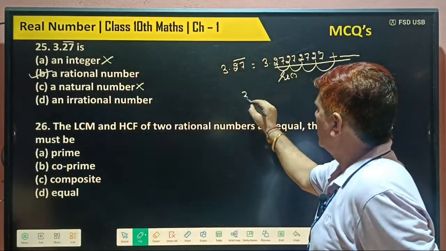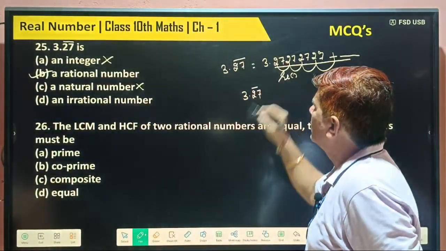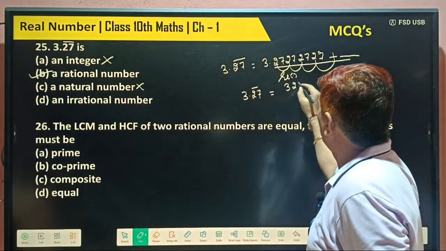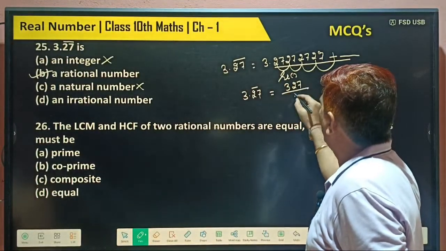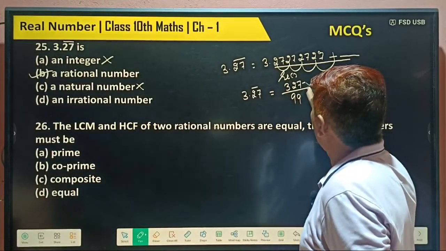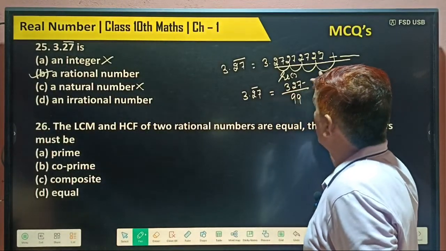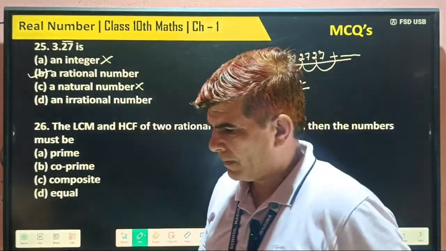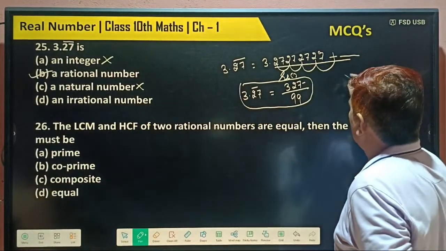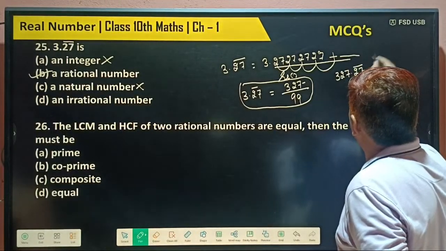And if you want to write 3.2 with a bar on the 7, understood? So how can we write this? 327 by 99 minus 3. In this way we can write 327 bar on 2 number. Or if you do not understand this, how can we write it in the form of 327.27 bar?